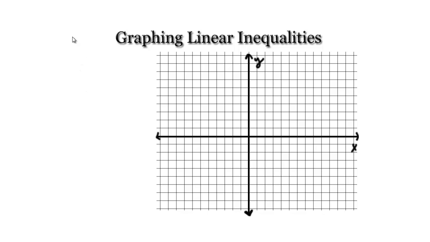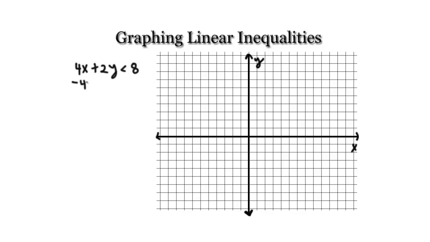Alright, I think we're ready for another one. Let's say we have 4x plus 2y less than 8. Now we want to solve for y, so we have to get rid of the 4x and the 2. So let's do a little bit of math here.